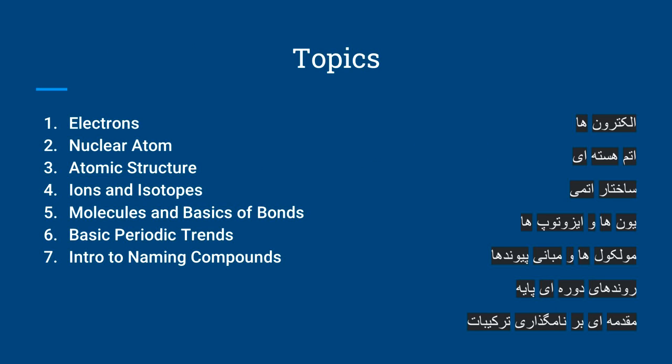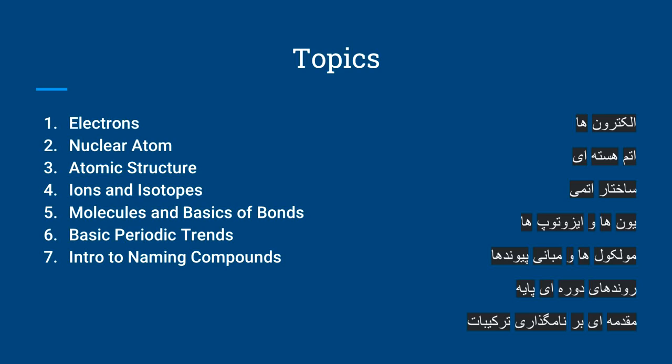The first topic in today's lesson will be electrons, where we'll learn what electrons are, some properties of them, and how they were discovered. Then, we will learn about the concept of a nuclear atom, meaning that an atom's mass, composed of protons and neutrons, is at the center of an atom, known as the nucleus. We will then explore atomic structure and how it is represented in each element's box on the periodic table.